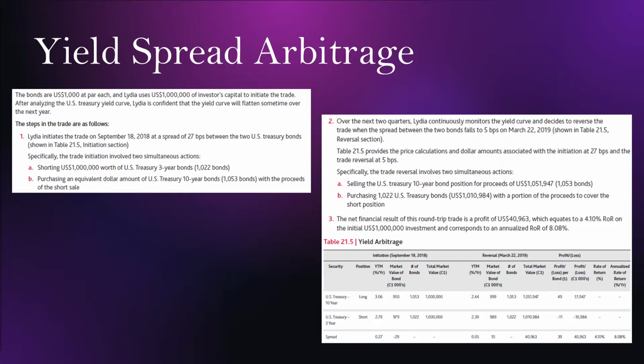It does start with you determining if you think interest rates are going to increase or decrease. If interest rates are going to decrease, you're going to want to increase your long-term bond position, and you can short the short-term bonds. And if you think interest rates are going to increase, you'll want to do the opposite, short the long-term bonds and buy the short-term bonds.